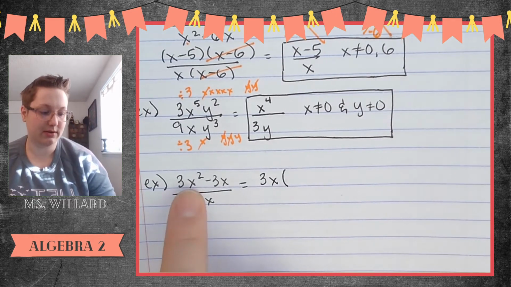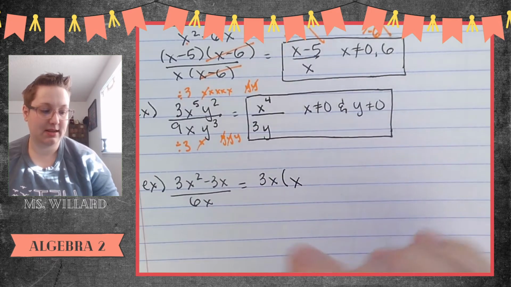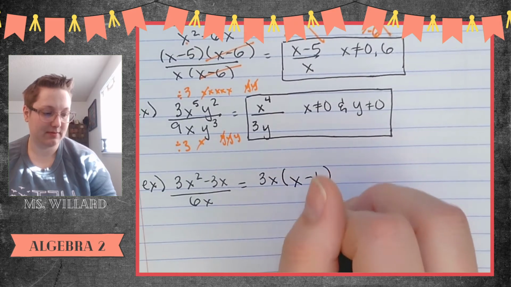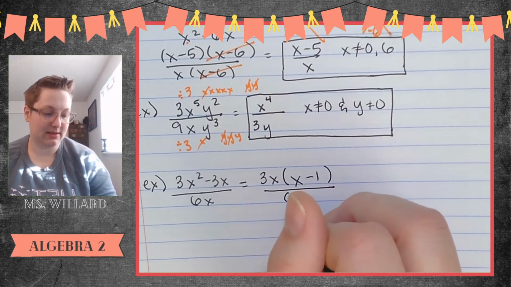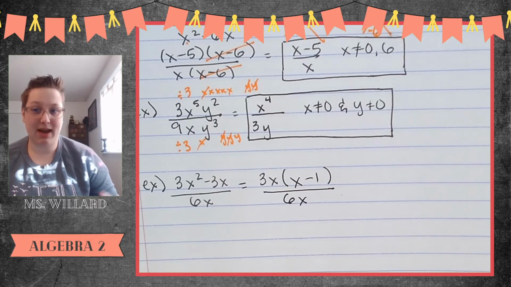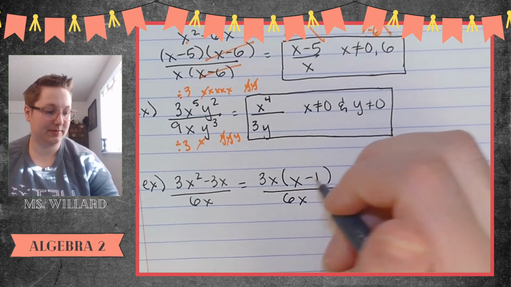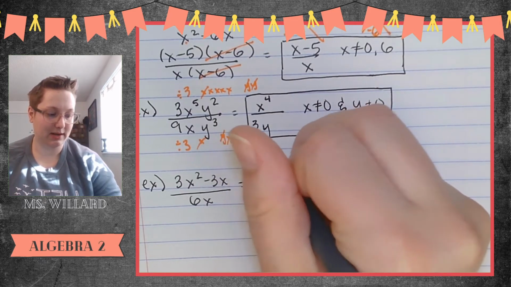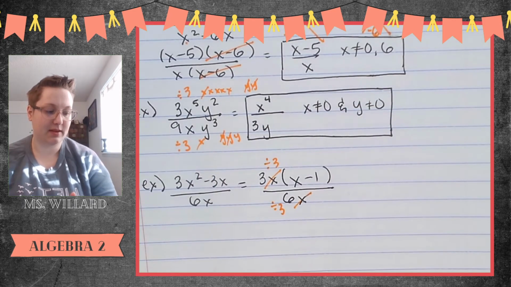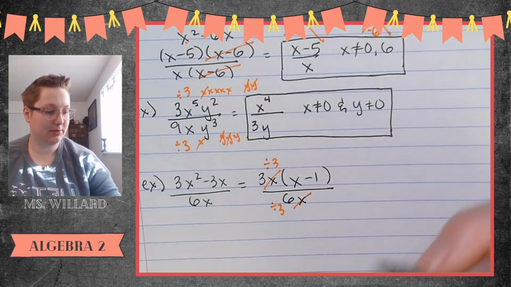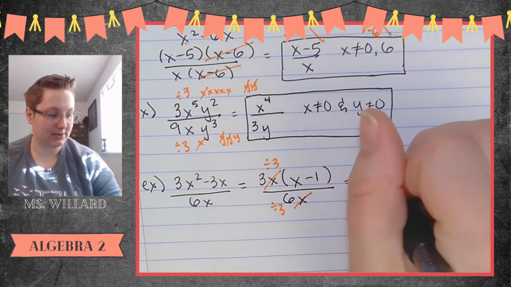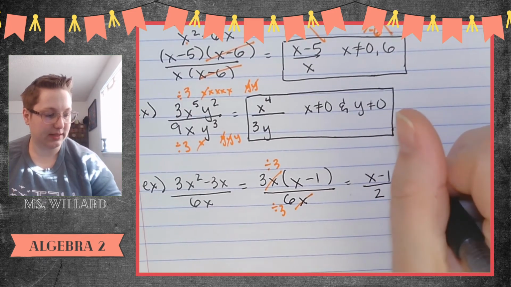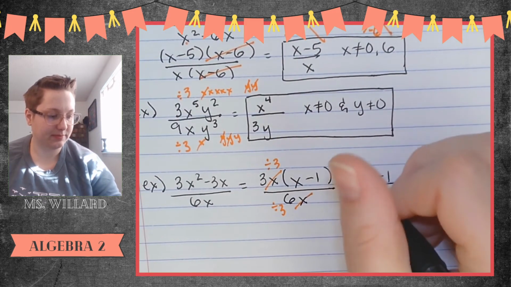So 3x squared divided by 3x, there's only an x left. And negative 3x divided by 3x is minus 1. And then there's a 6x on the bottom. So now I have factors, and I can cancel out an x. And the 3 and the 6 can both be divided by 3. So I actually end up with x minus 1 over 2, which is a linear function. This is a straight line, but it has a hole in it where x equals 0.